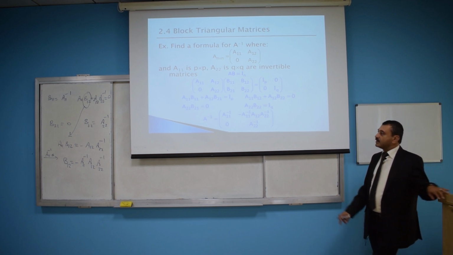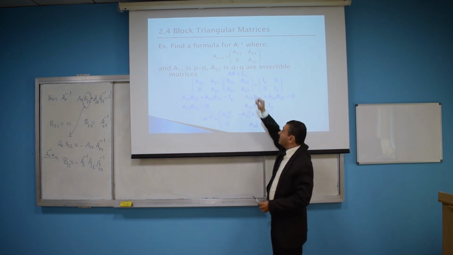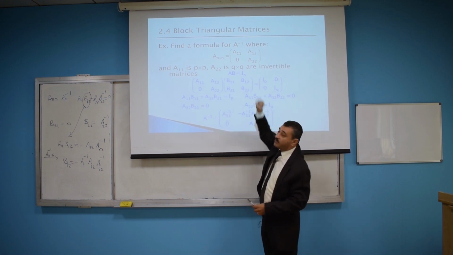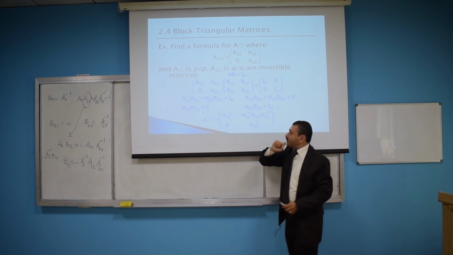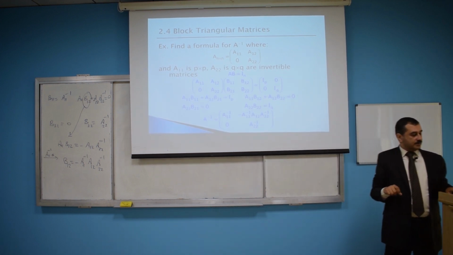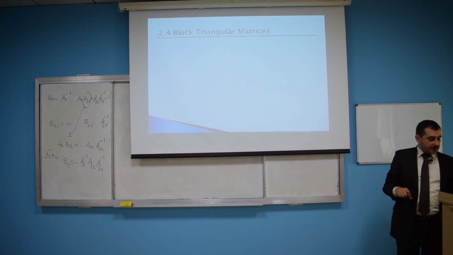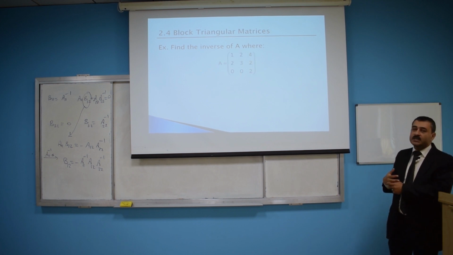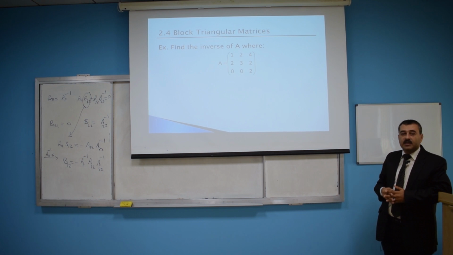So you can notice that the inverse, as we said, is a block upper triangular like the original matrix, and the elements on the diagonal are simply the inverses of the block matrices on the diagonal. So the effort actually is in this guy for the multiplication. Okay? So this is our formula. So for example, if I have this matrix and I want to find its inverse, so instead of solving this as a 3 by 3 matrix, you can partition it in a way to be a triangular matrix.